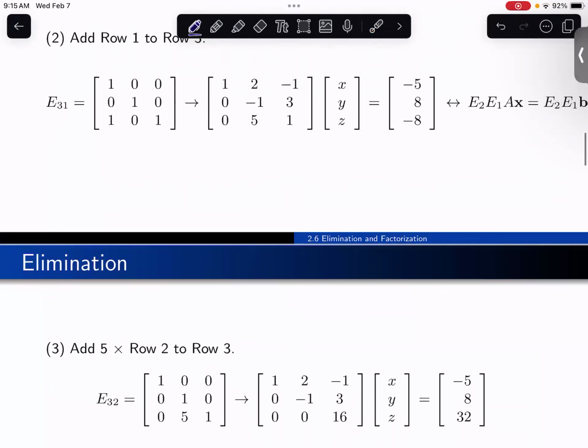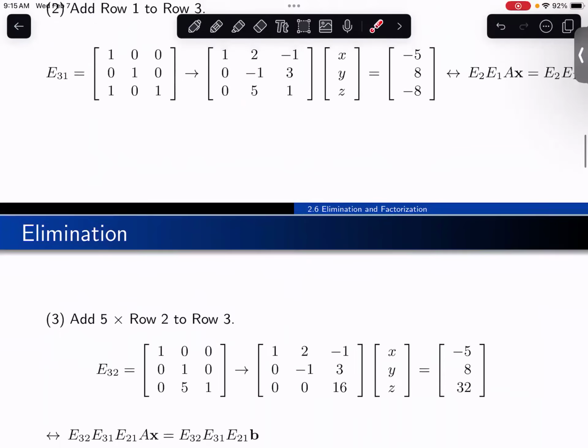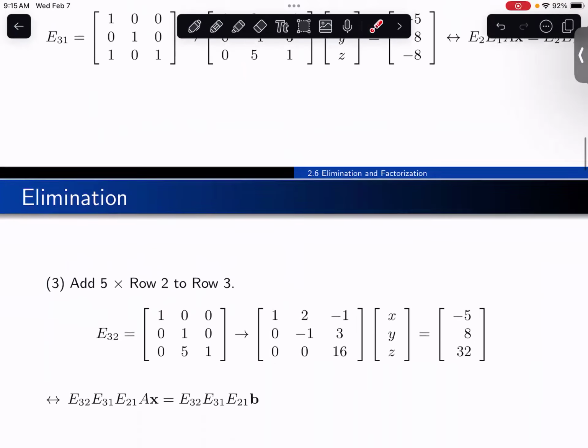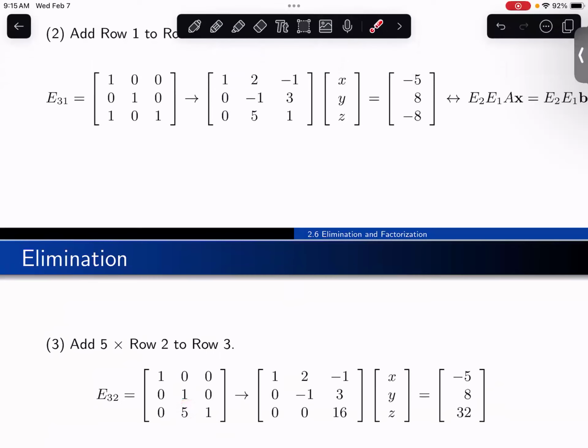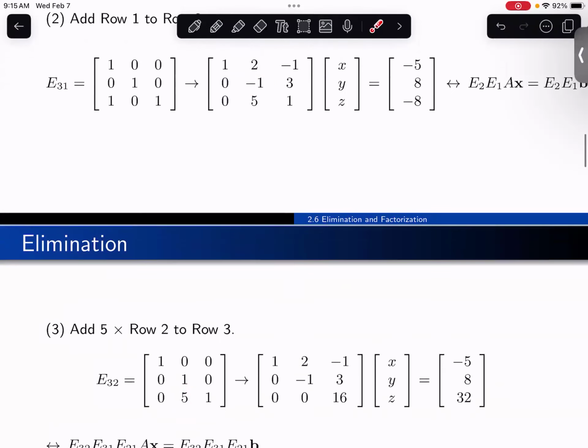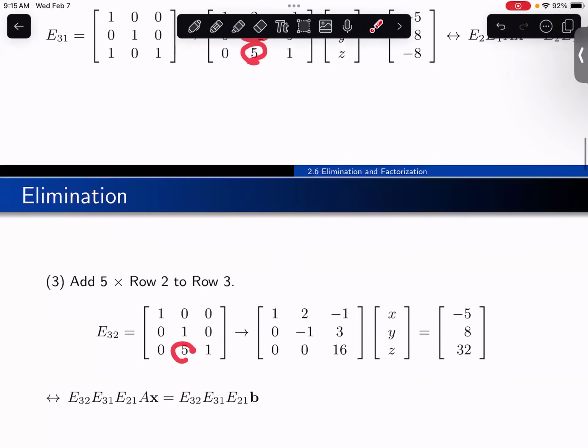And then if we wanted to get rid of the -5, it would be another multiplication by an elimination matrix. This time it would be E32, where we have this 5 here. The reason it's +5 and not -5 is because we have a -1 entry here and not a 1 entry. So we'll just have to do 5 times row 2 added to row 3. So it'd be a 5 here.